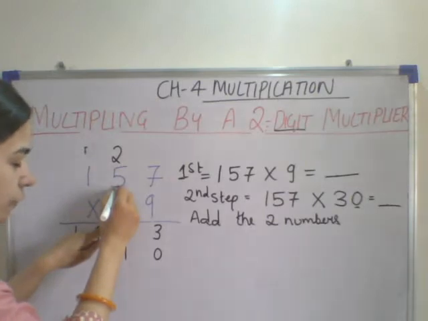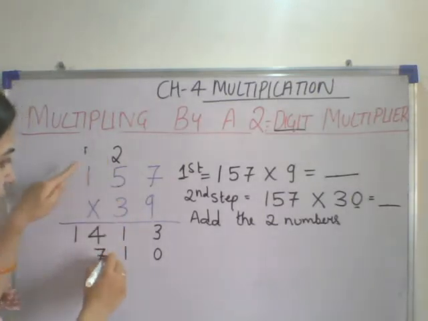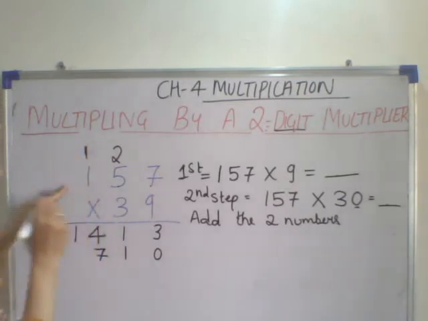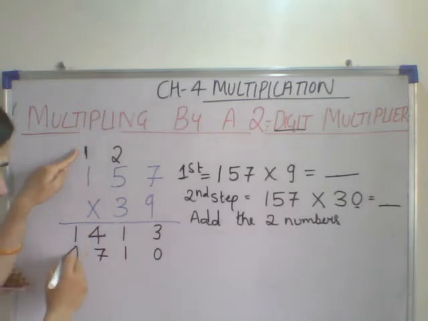3 fives are 15. 15 plus 2 is 17. 7 I am writing here, 1 moves to carry. 3 ones are 3. 3 plus 1 is 4.